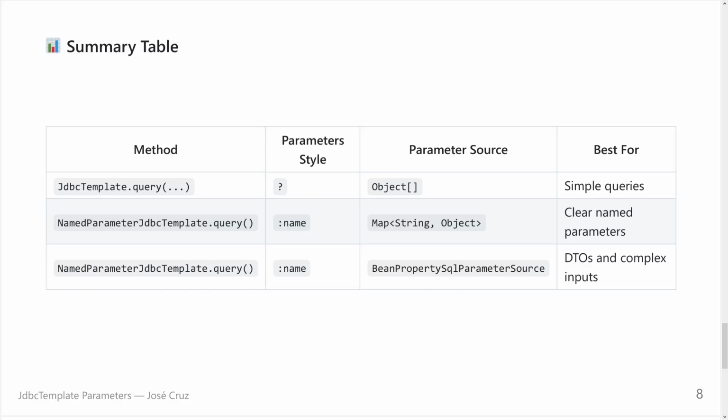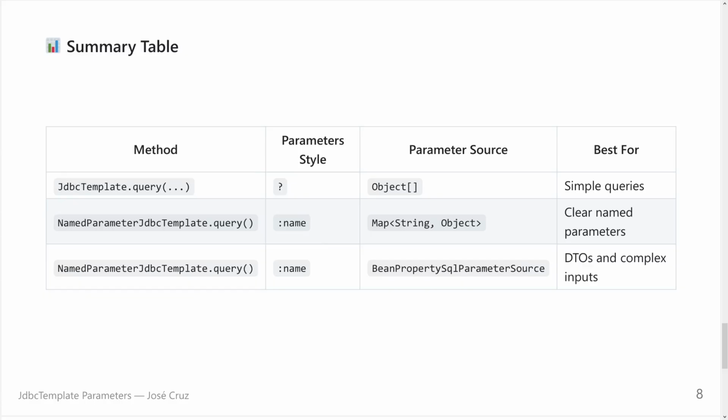So as a summary, we have JdbcTemplate with query. There are other methods. You have query for object, query for list and things like that. But we are talking only about query because it's the generic one. I will address other methods in future videos. But for now, let's just focus on these parameters and select.